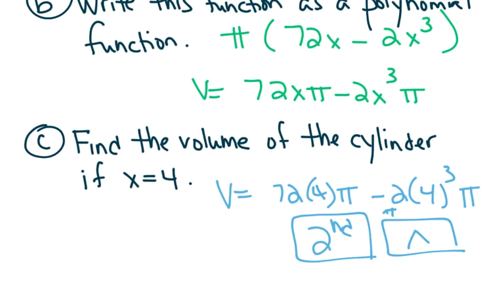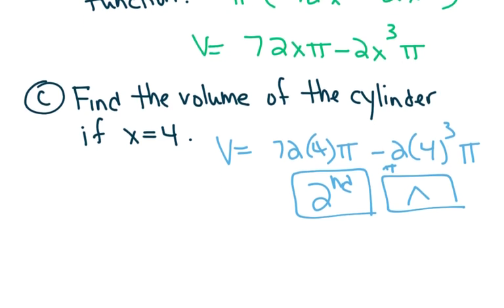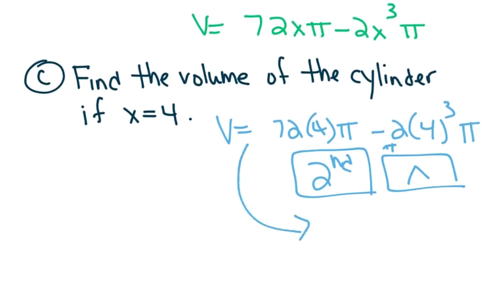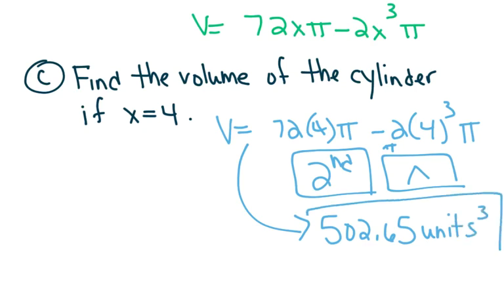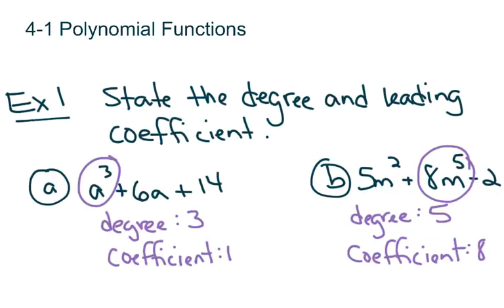Please use that button. So when you plug this into your calculator and hit enter, you're going to get approximately 502.65. We don't know the units of measurement, so we're just going to say it's in units cubed. All volume is in units cubed. And that is polynomial functions.